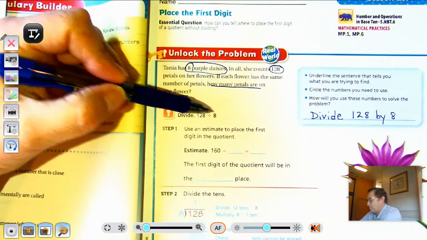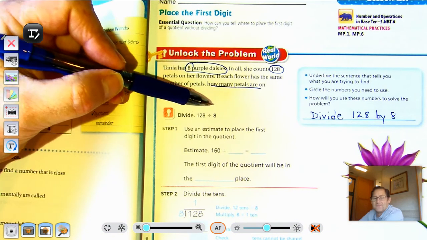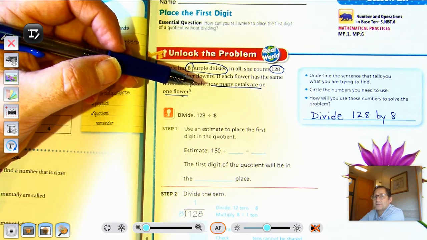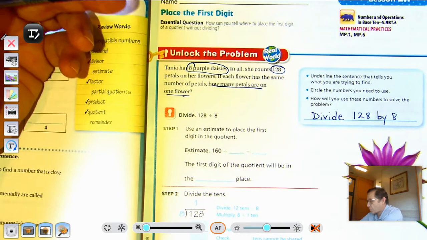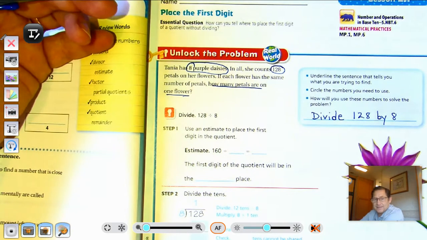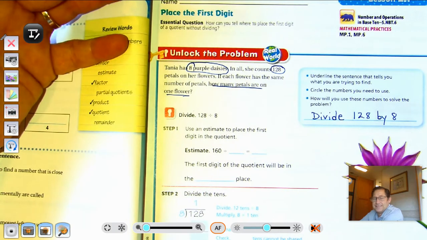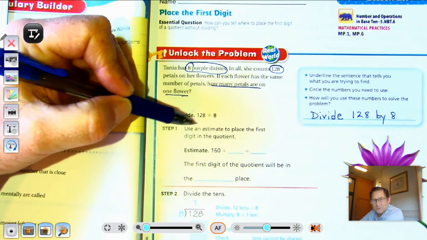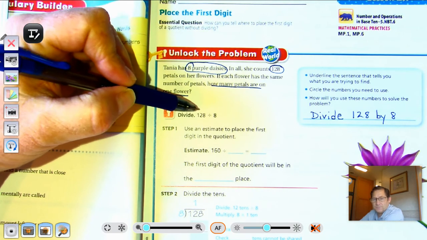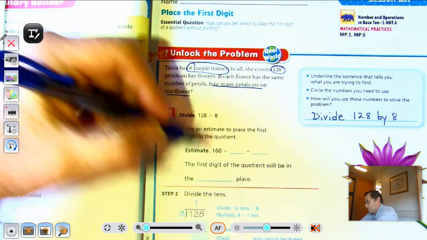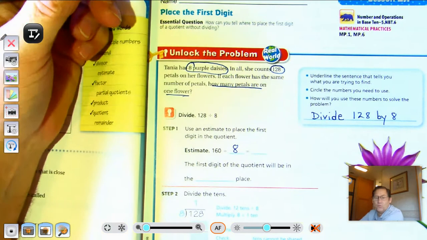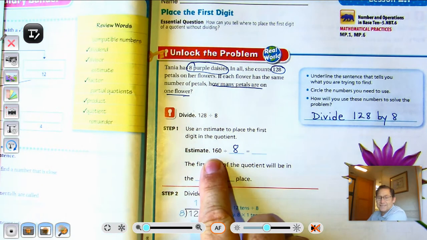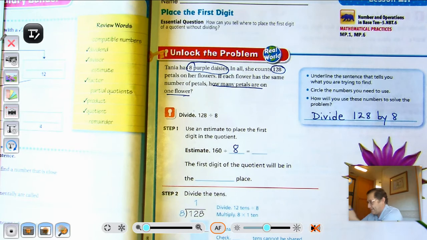If we were estimating this problem, we'd want a multiple of 8 that would be easy to divide. So we know 8 times 1 is 8, 8 times 2 is 16, so on. We wouldn't want to round this down to 80, but let's round up to 160. Again, this is just an estimate. So 160 divided by 8. 8 times what is 16? 8 times 2 is 16.